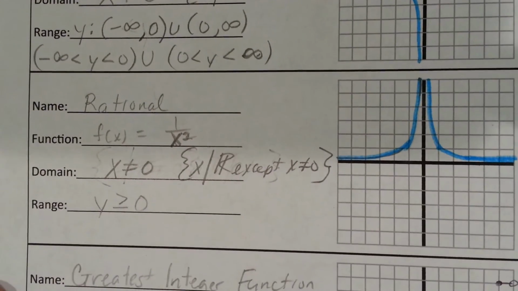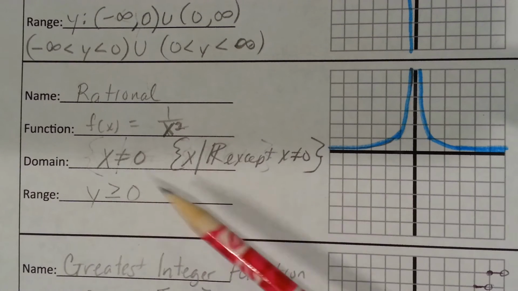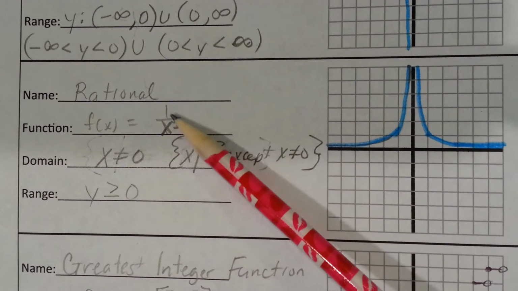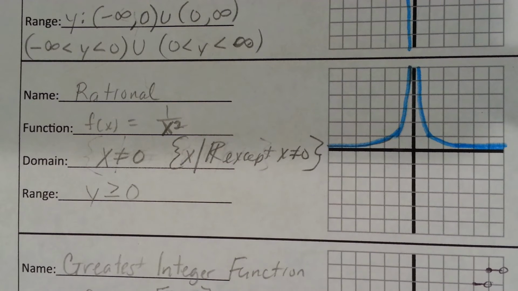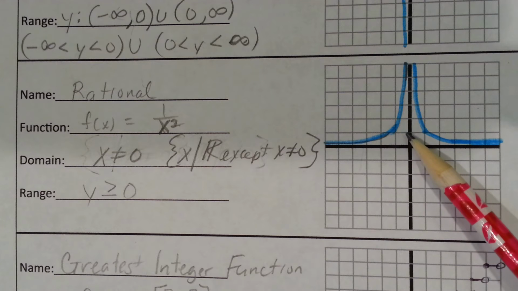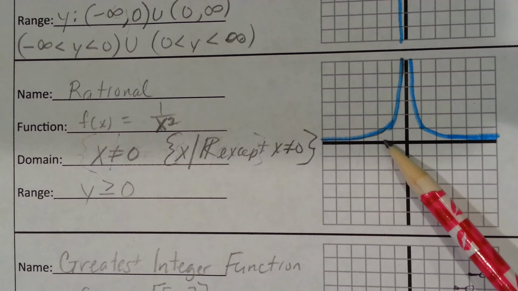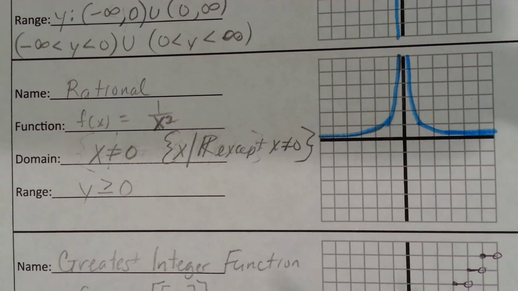Here's the 1 over x squared parent function for a rational quadratic. I'm not sure what they call that. I forgot, to be honest with you, but that was a parent function in Algebra 2. Vertical asymptote, domain is everything but x equals 0. My range, it doesn't matter which side you look at, all my y values are greater than 0.